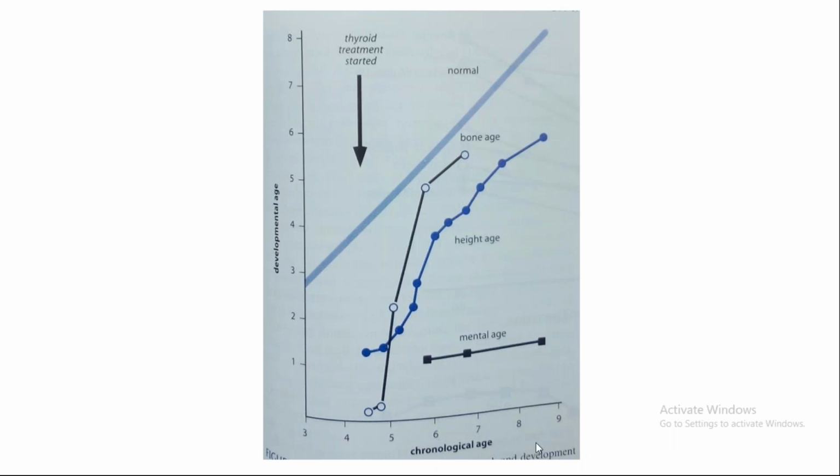And one thing is that if the hypothyroid status is found earlier, then the thyroid treatment is good. Here you can see thyroid treatment is good. So the mental age, the bone age, the height age, and mental age can be increased over here. You can see the chronological age of the normal individual, and this is the individual in the normal. So when the thyroid treatment is done, it is found to be normal.